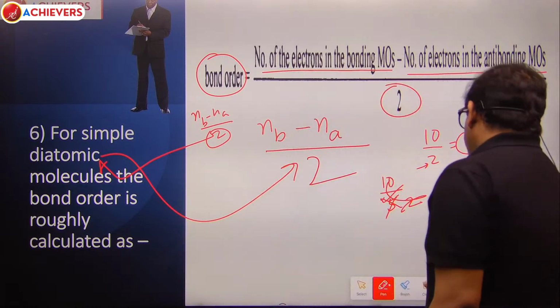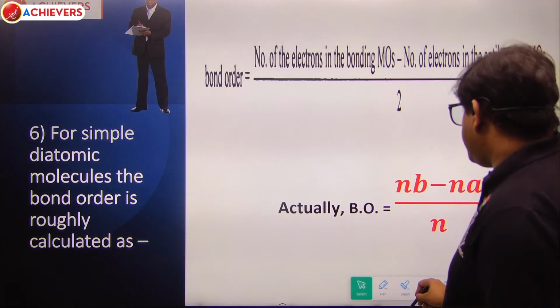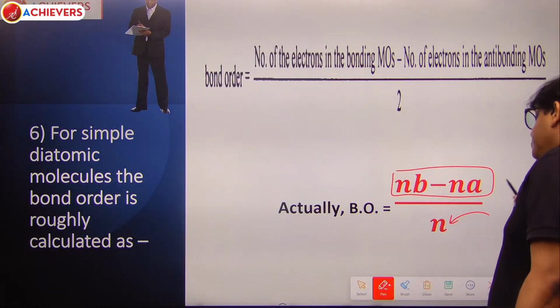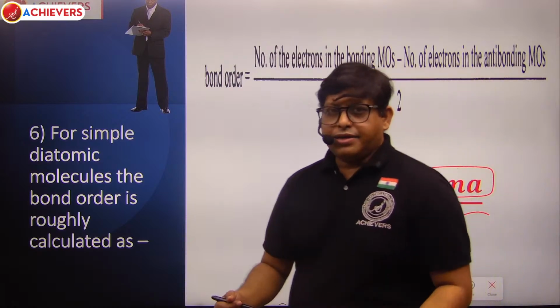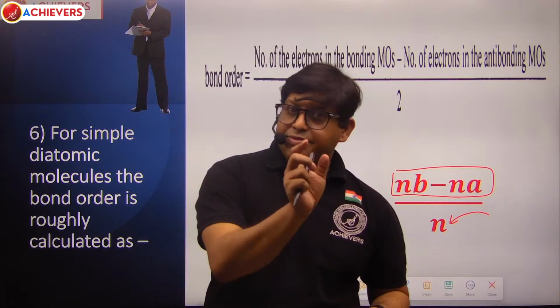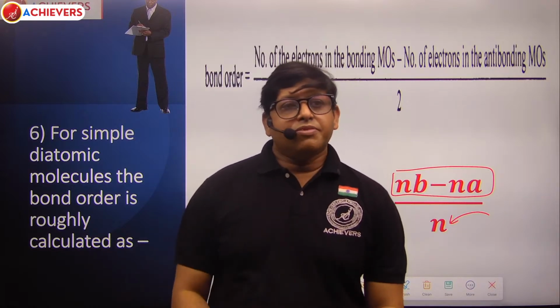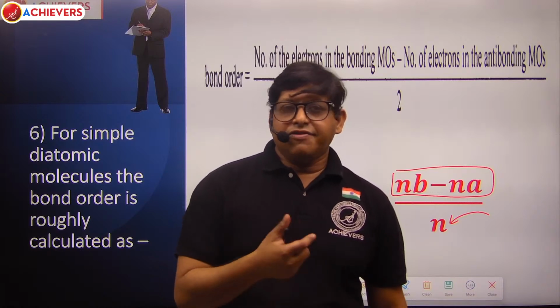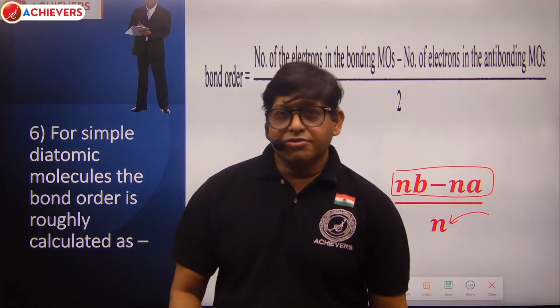Actually, the bond order is NB minus NA divided by the number of atoms over which it is being made, that is, over how many centers the density is being distributed. So that is N. Remember this, it is a very important point. People get it wrong. In the viva also they ask what is bond order, and everyone says NB minus NA by 2, but that is not the particular case.